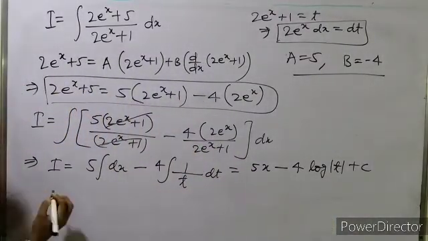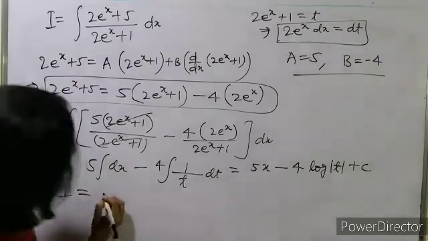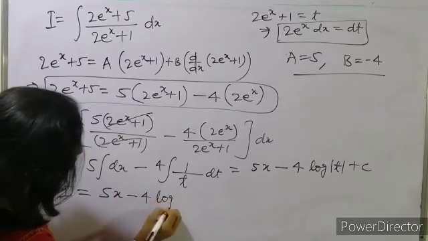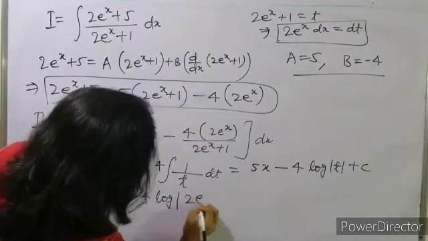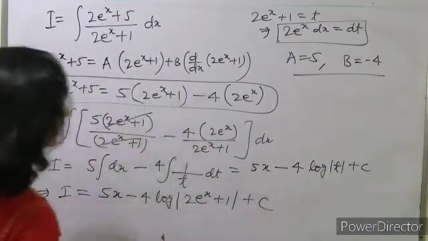Okay, so the next, so I का वैल्यू क्या होगा: 5x minus 4 log of t. t का वैल्यू is 2e to the power x plus 1. Okay, and plus c we have to write.